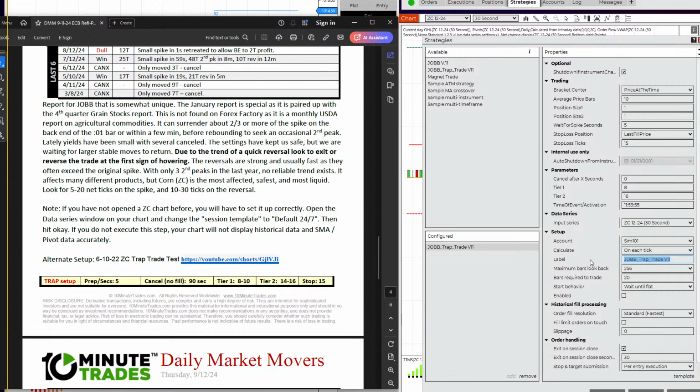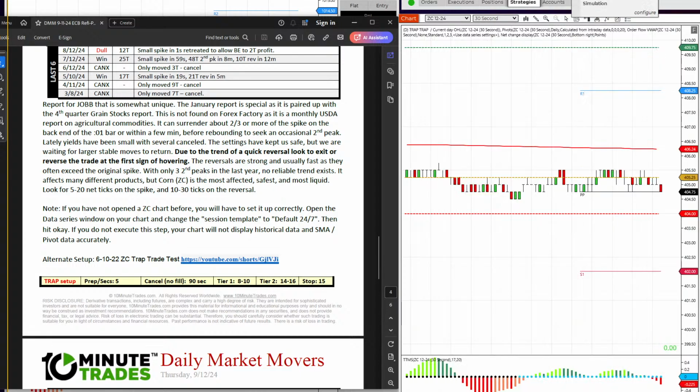I'm going to label it trap. I know I'm trading corn as my trap. With a trap trade, I expect there to be a small burst and a change in direction. And it's on the change in direction that I would like to make my profit.